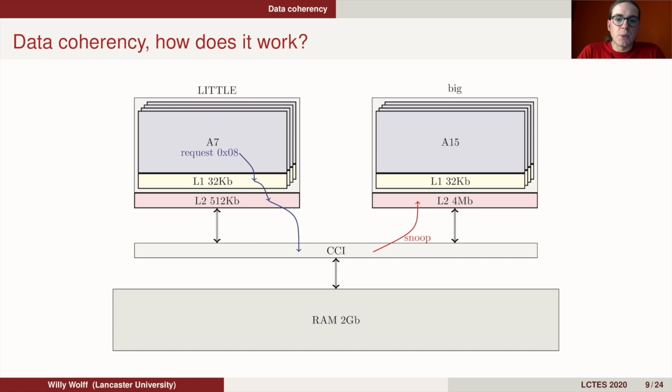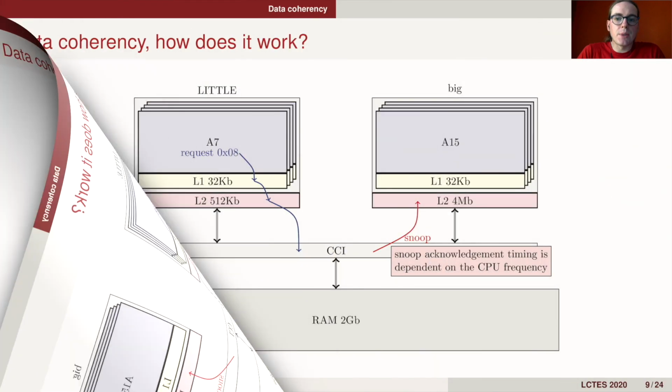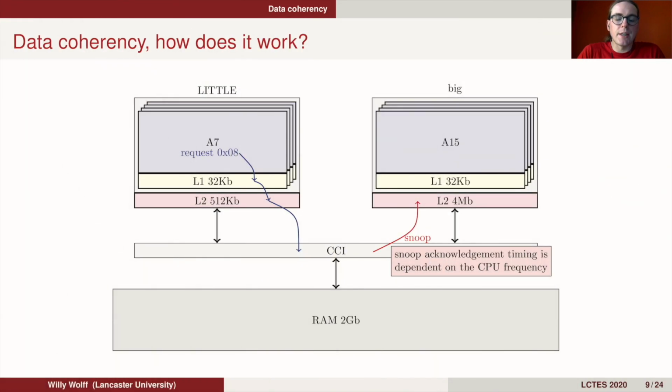The problem that we saw earlier is that the snoop acknowledgement is dependent on the frequency of the targeted CPU. If the frequency of the CPU is too slow, then an extra delay will appear that we call snooping latency. It is likely because of this mechanism that GCC has poor performance when the idle cluster is set to a low frequency in order to save energy.